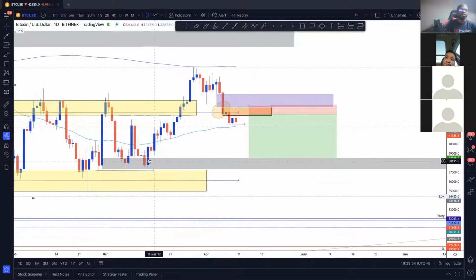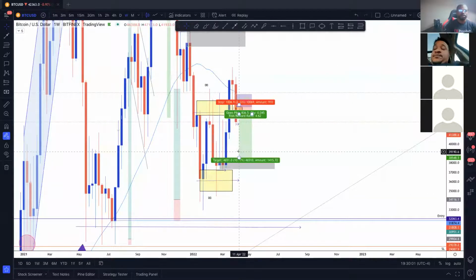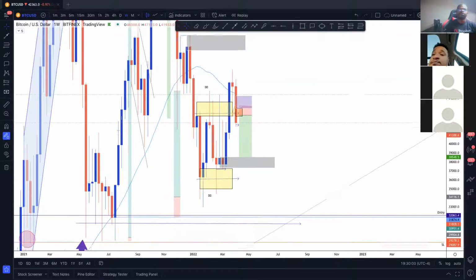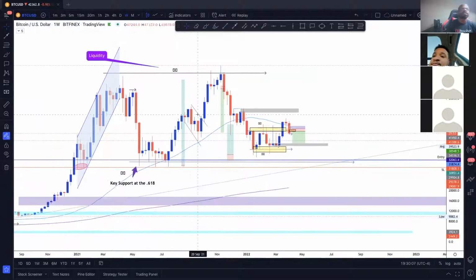So at this area where that double bottom is, what was that on the weekly? We'll see how price responds here. But I honestly believe that this level could be blown through. This level could definitely be blown through. So we'll wait to see how price responds at this level.